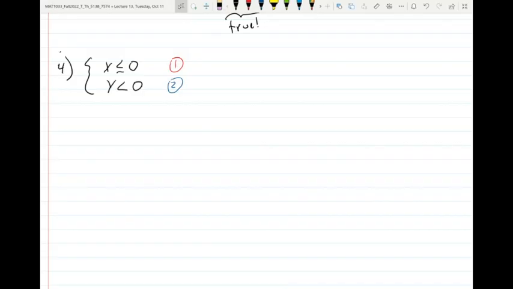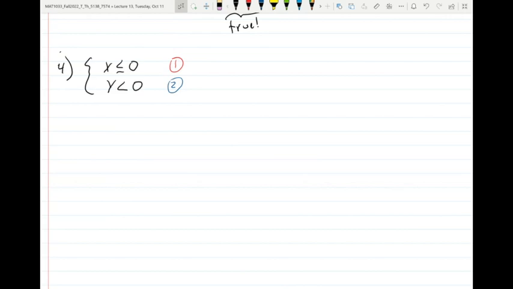The x has to be negative, right? Or 0, and the y must be negative. What region is down in the plane where both x and y are negative? It's quadrant 3. Yes? So once you're done with this, you have to end up with quadrant 3 shaded. That's what the solution is.